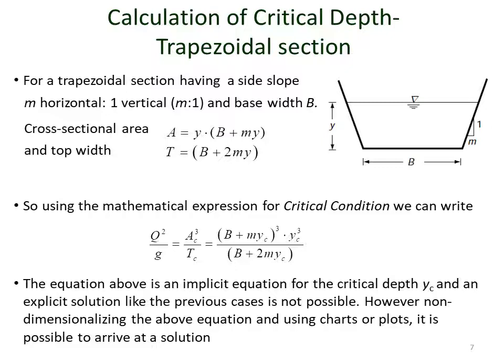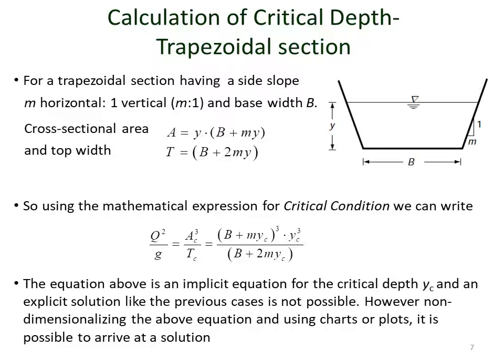So the cross section area is given as A is equal to y into under bracket capital B plus my, and the top width capital T is given by capital T is equal to capital B plus 2my. And so invoking the mathematical expression again for the critical condition, we can write capital Q square by G is equal to capital AC cube by capital TC, which is equal to under bracket B plus myc cube into yc cube by B plus 2myc.